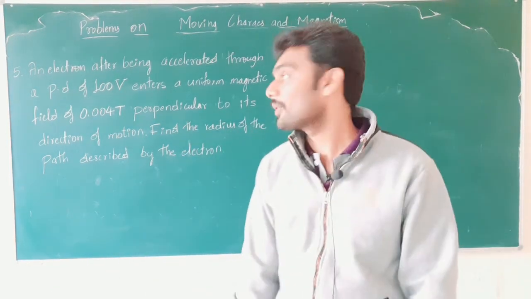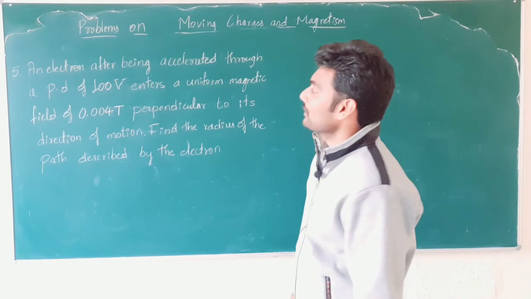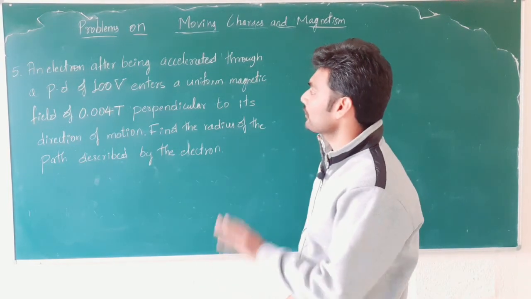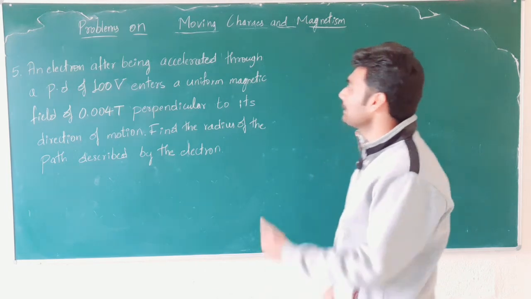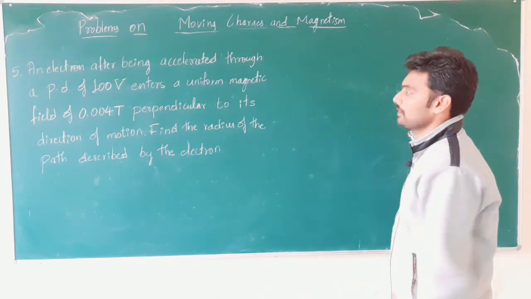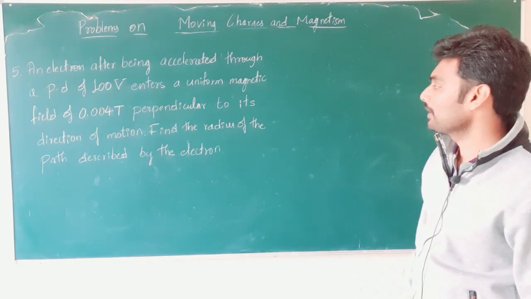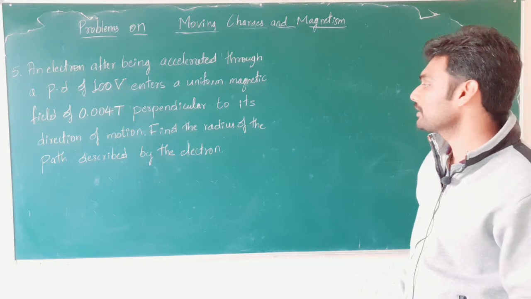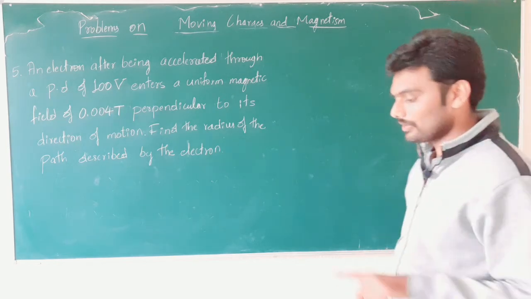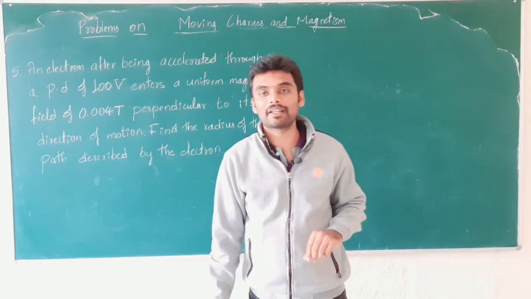Okay, the next question and the last question of the session. An electron, after being accelerated through a potential difference of 100 volt, enters a uniform magnetic field of 0.004 Tesla, perpendicular to its direction of motion. Find the radius of the path described by the electron. So this is about the radius of the path described by the electron in the external magnetic field.